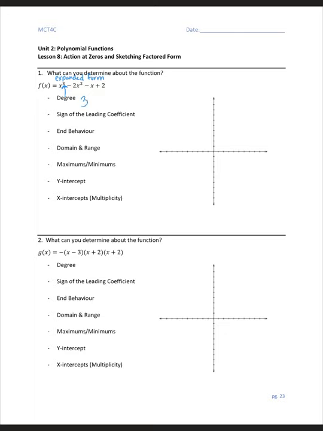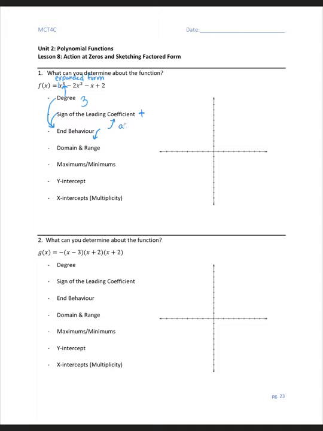We can figure out the sign of our leading coefficient. In front of our x cubed is just a 1, and we have a positive 1 at that. So the sign of our leading coefficient is just positive. Based on our degree and the sign of our leading coefficient, we know our end behavior. We know that a degree of 3 is going to have opposite end behaviors, and if it's positive, it's going to go down on the left and up on the right, like a line.